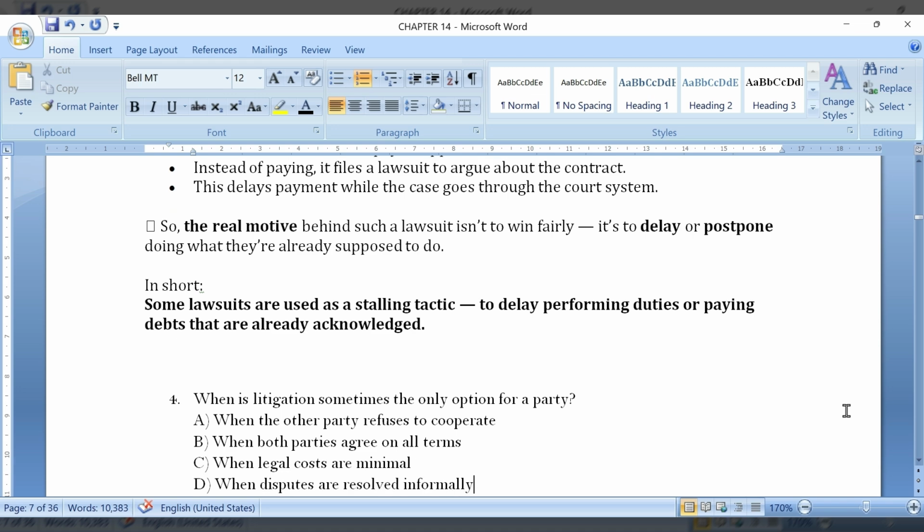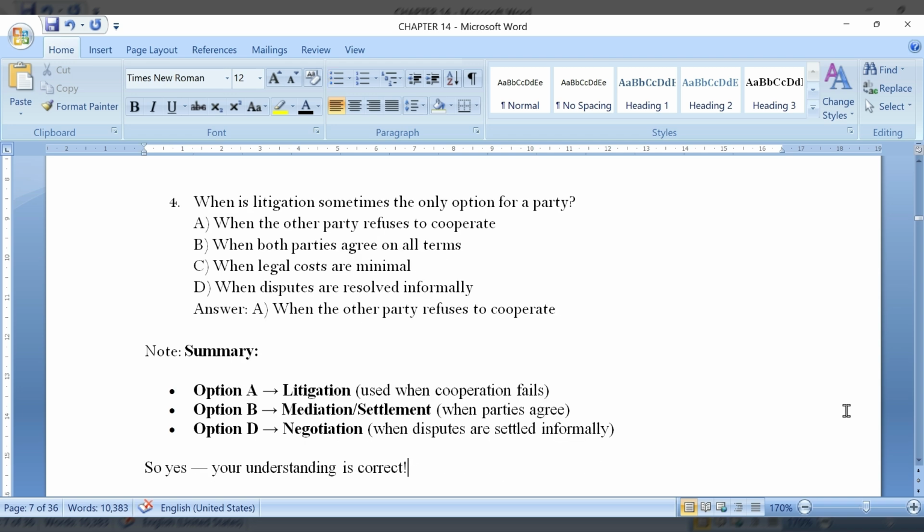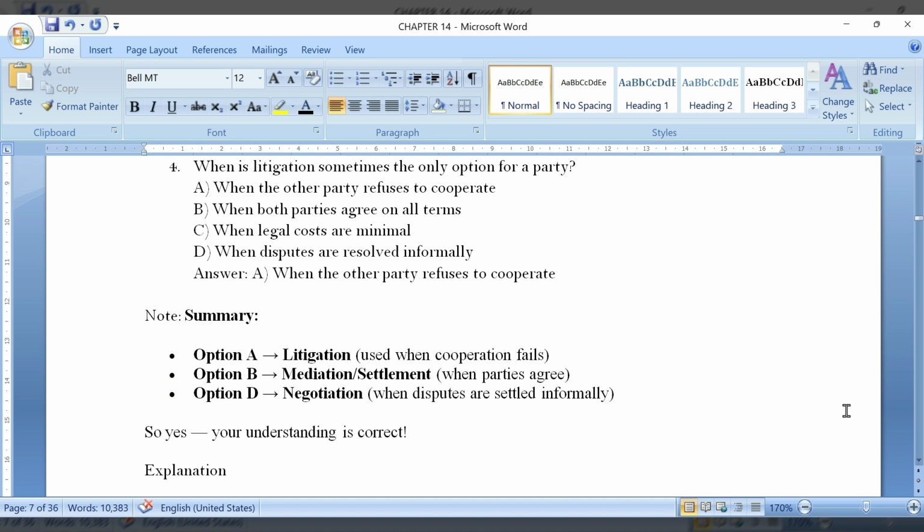4. When is litigation sometimes the only option for a party? A. When the other party refuses to cooperate. B. When both parties agree on all terms. C. When legal costs are minimal. D. When disputes are resolved informally. Answer: A. When the other party refuses to cooperate.